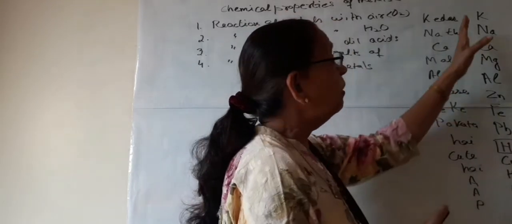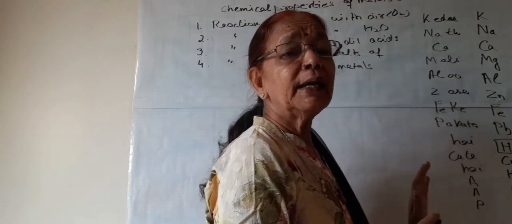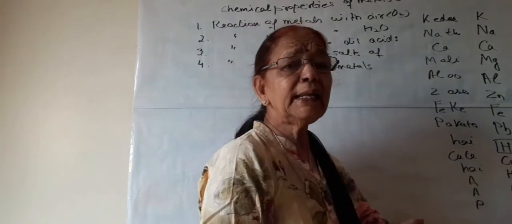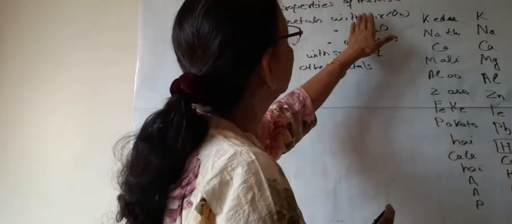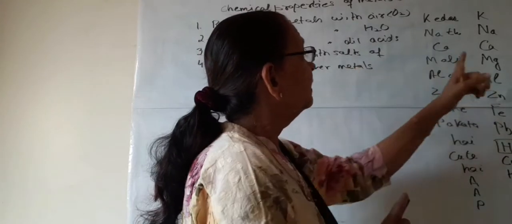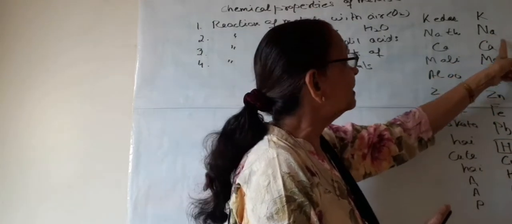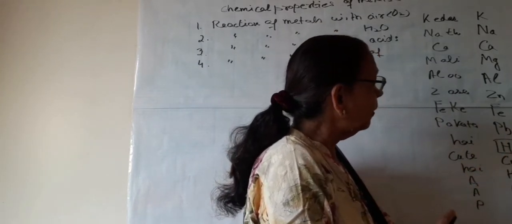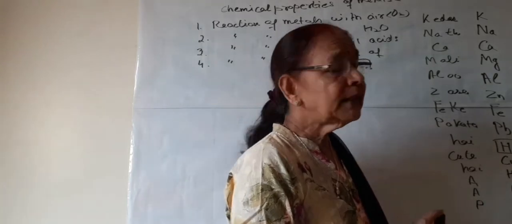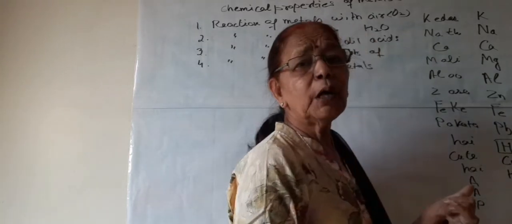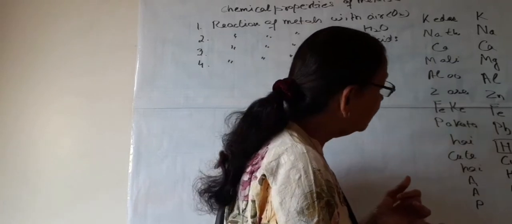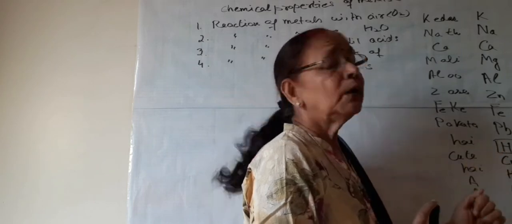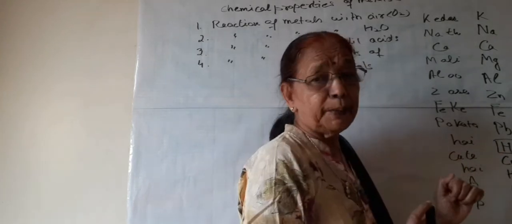I think now you understand what the reactivity series of metals is, and all these metals react in the same manner with these different substances. That is, they react vigorously, they react mildly, and sometimes they do not react at all. So this is the reactivity series. One thing more about this series: hydrogen is present in between, after lead and above copper.